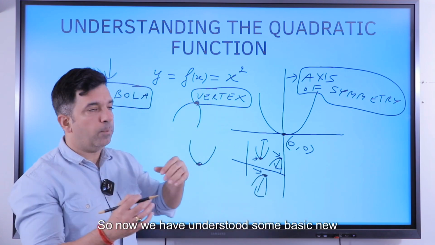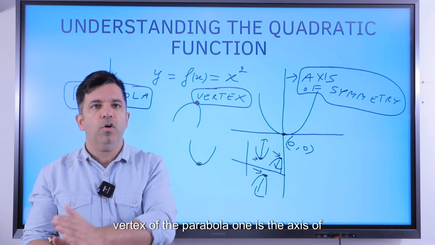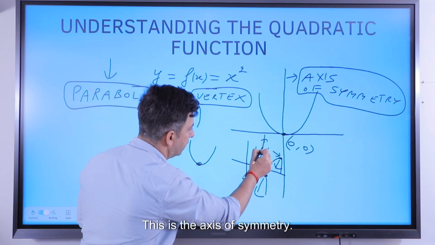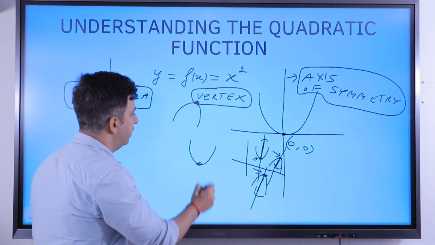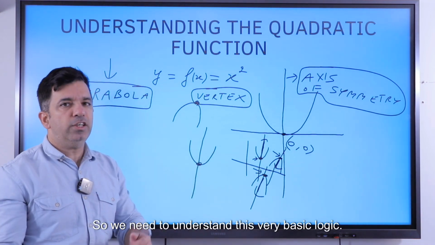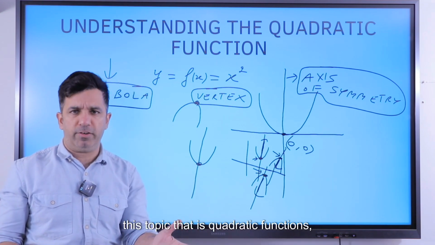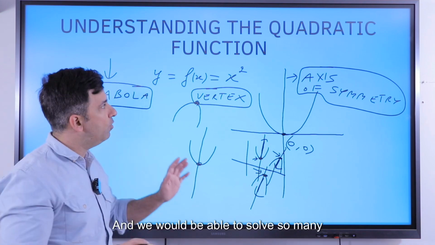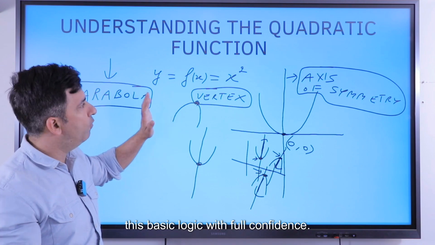So now we have understood some basic new points if they are new to you. One is the vertex of the parabola, one is the axis of symmetry. In each of these, this is the axis of symmetry, and over here this is the vertex and this is the axis of symmetry. We need to understand this very basic logic first of all before diving further into this topic, quadratic functions, which when drawn would always be a parabola. And we would be able to solve so many questions with ease after understanding this basic logic with full confidence.